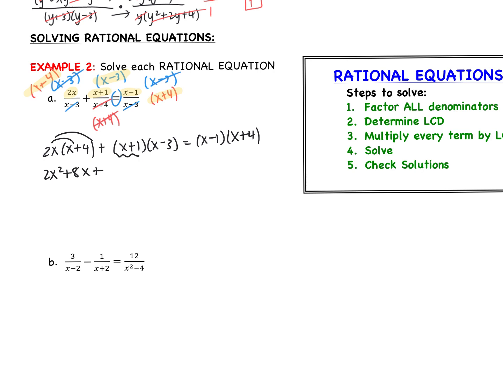For the x plus 1 and x minus 3, you can FOIL, you can do the box, whatever is comfortable for you. So I get an x squared plus x minus 3x minus 3. And on the right side again, box, FOIL, draw the arcs, whatever you prefer. So we get x squared minus x plus 4x minus 4.